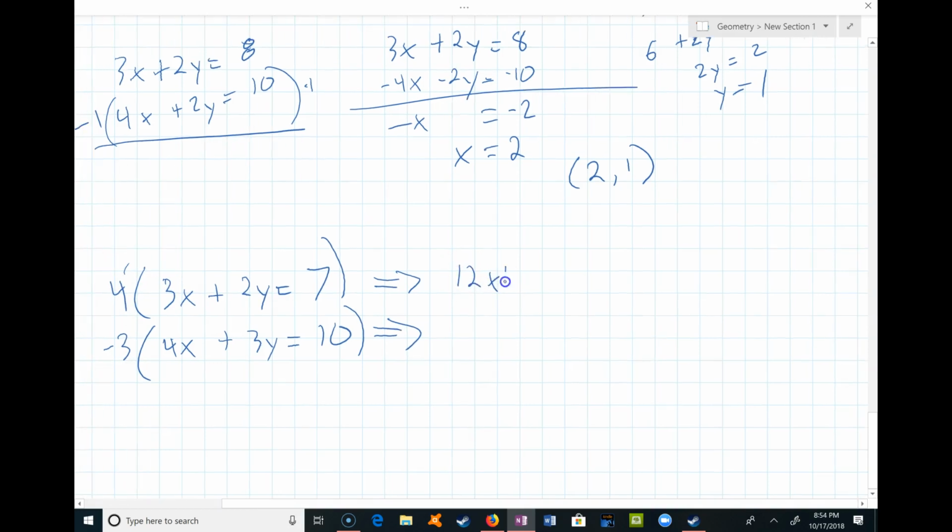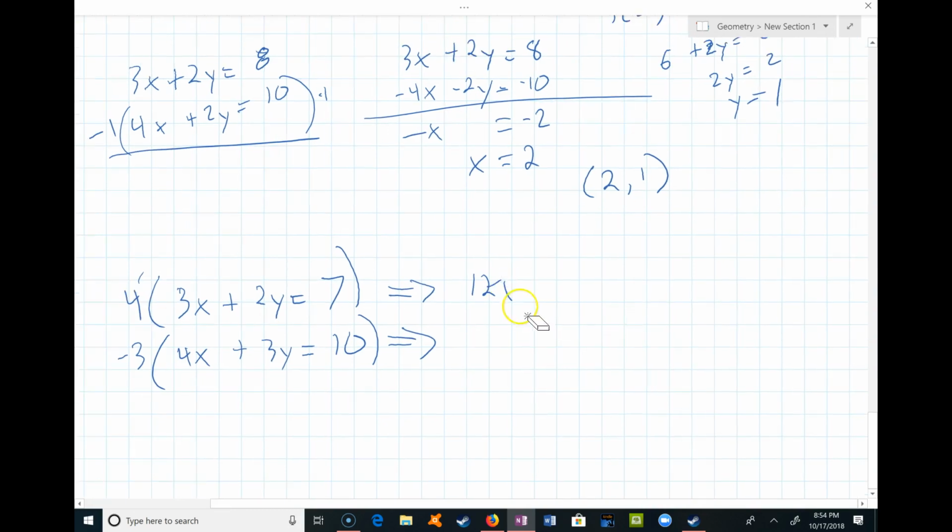4 times 2y is 8y. And of course, 4 times 7 is 28. Multiply negative 3 times 4x, that'd be negative 12x, and see that it achieved what I was looking for. Yay! Negative 3 times negative 3y is negative 9y, and negative 3 times 10 is negative 30. Now they're ready to be added together.